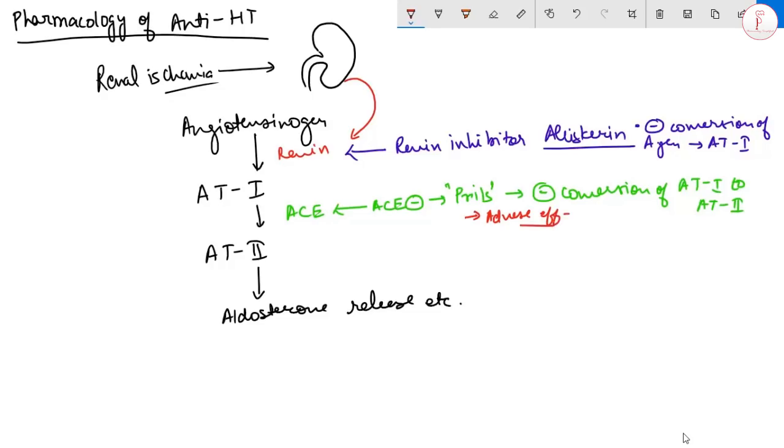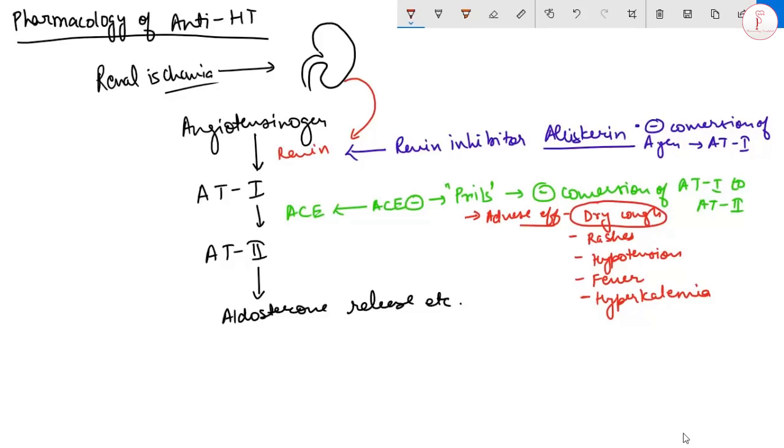So they have some adverse effects associated with them. They develop dry cough in patients. They produce rashes. Hypotension is one of the adverse effects. They also develop fever, and hyperkalemia is also one of the symptoms associated with angiotensin converting enzyme inhibitors. Dry cough may become troublesome in patients having asthma. They can also lead to development of angioedema, and yes, these drugs are not to be given during pregnancy.